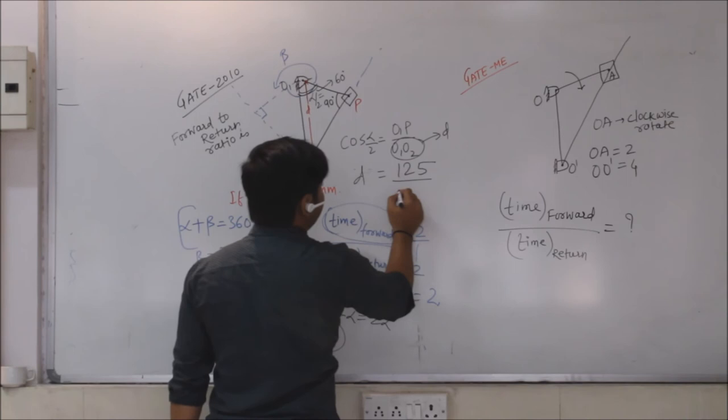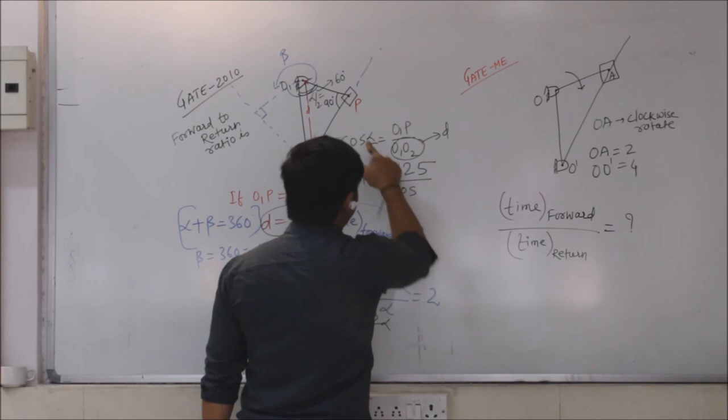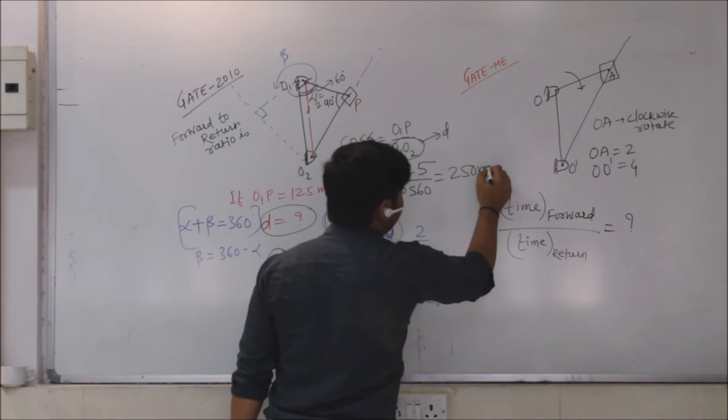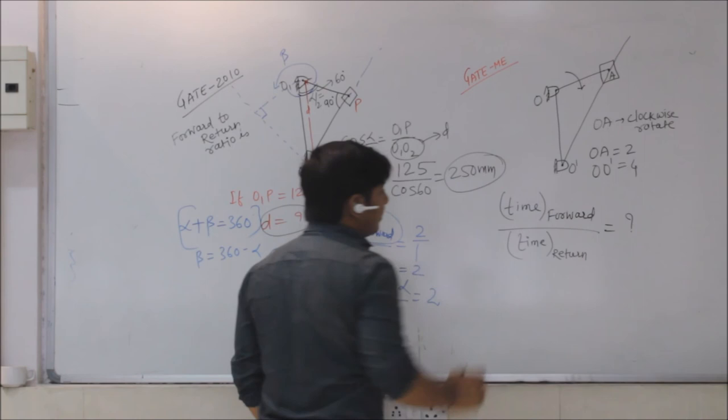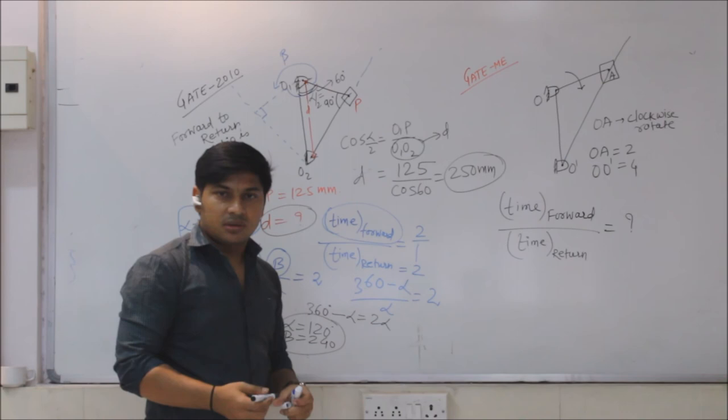Isko yahan leke gaya. Isko yahan leke gaya. This is cos. Alpha by 2 is 60 degree. So from here D is 250 mm. Answer aa gaya, cos 60, this is 1 by 2. 1 by 2 means this is 250. Okay. So ye ek option mein tha. This 250 was one of the options of this question. So you got the answer as 250 mm. Okay.